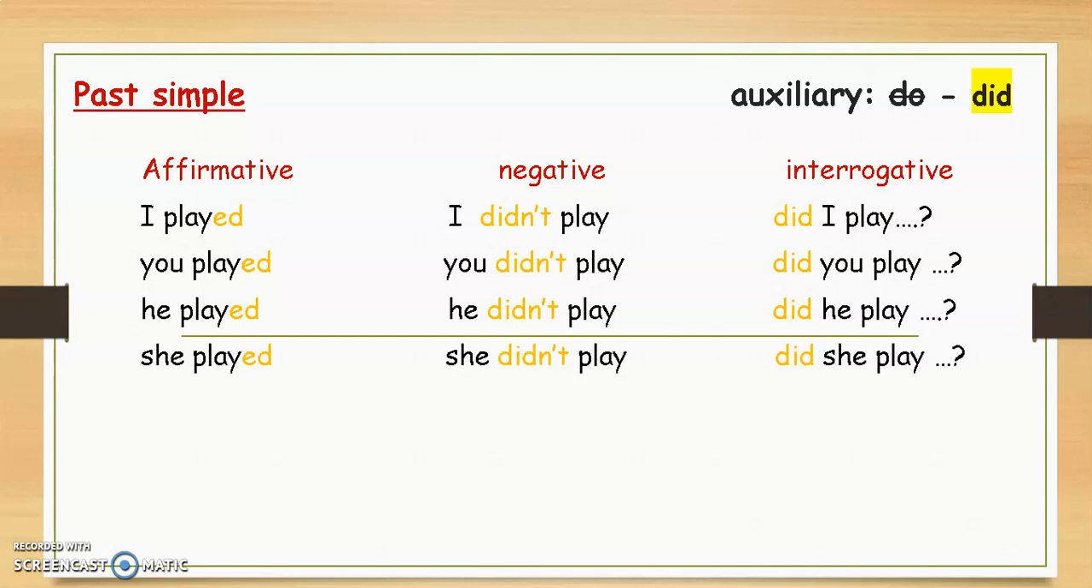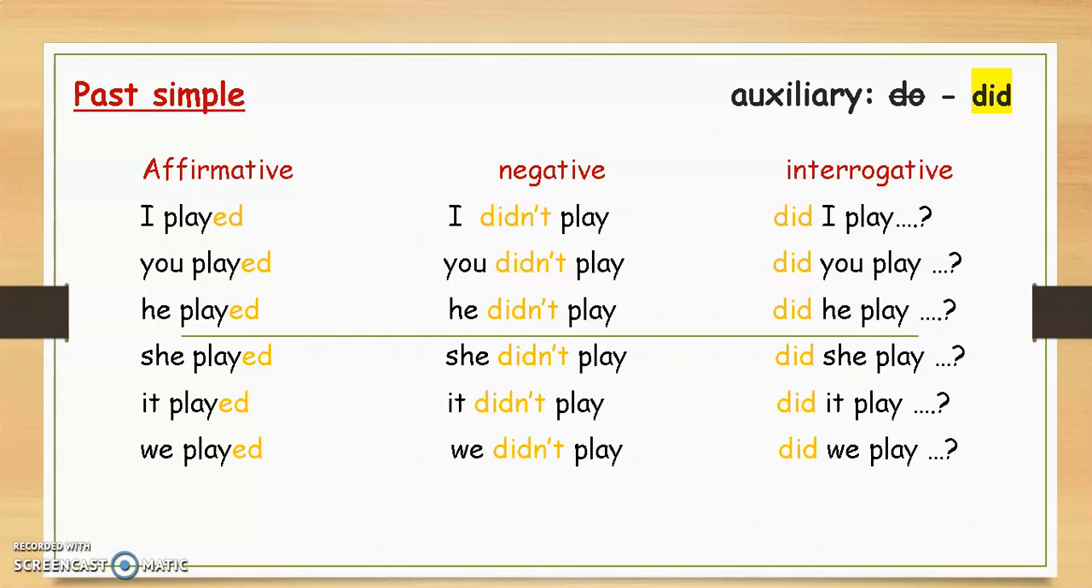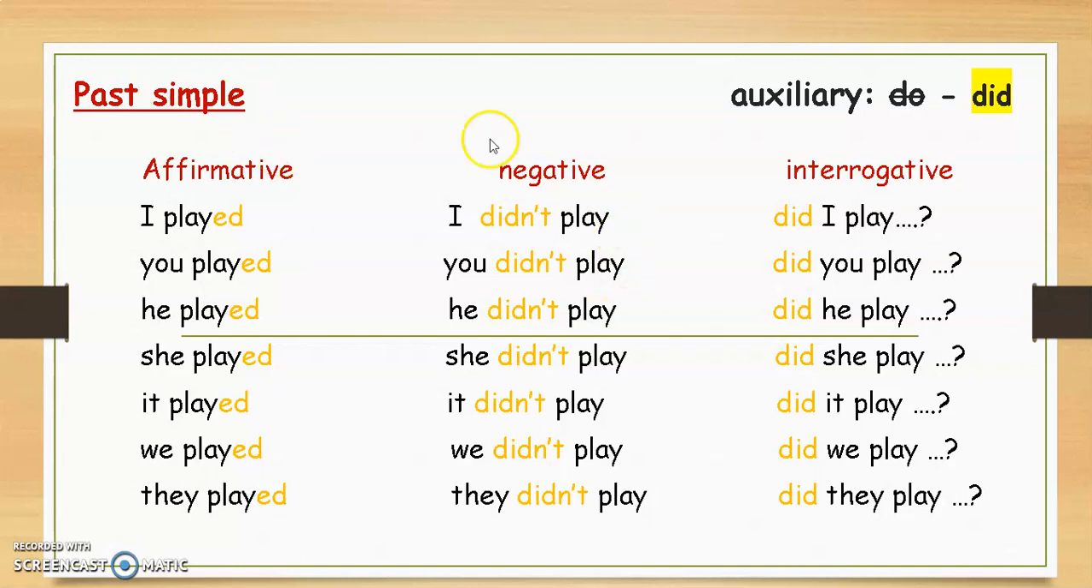Let's see. She played, she didn't play, did she play? See? You only repeat the same thing here. It played, it didn't play, did it play? And voila. We played, we didn't play, did we play? They played, they didn't play, did they play? So please pause the video and come up with the rule here, the simple past rule. I need you to come up with it for the affirmative form, for the negative form, and for the question form as well.